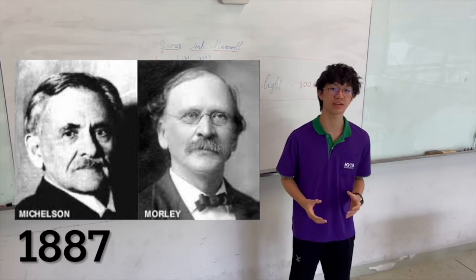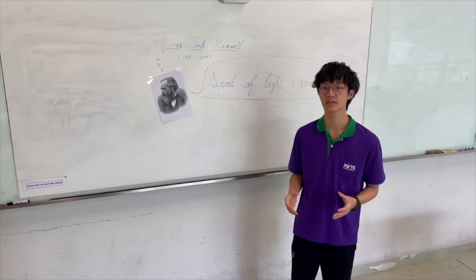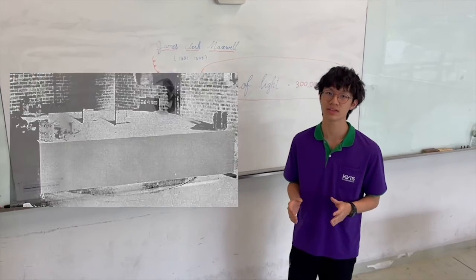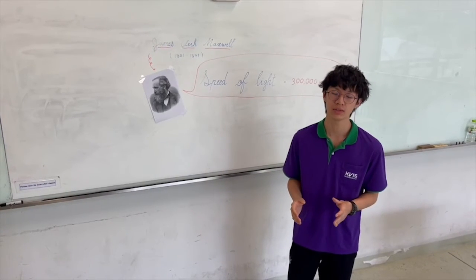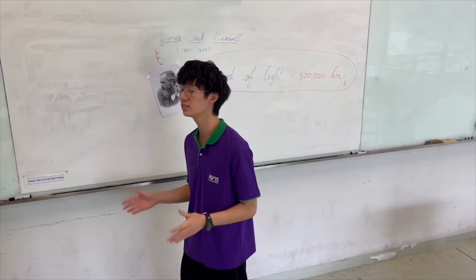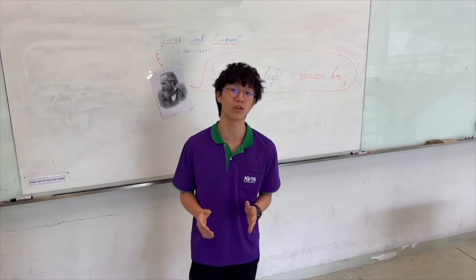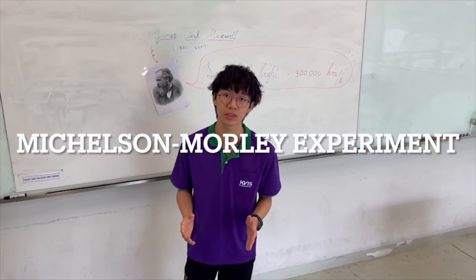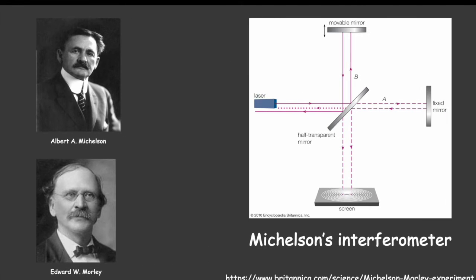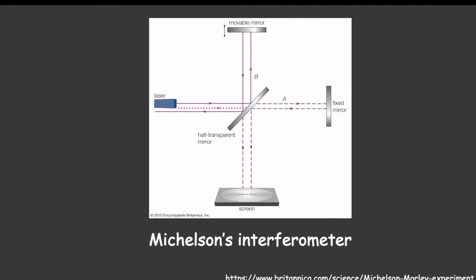So in 1887, two scientists decided to conduct an experiment to prove once and for all the existence of ether. This experiment later became known to scientists of later generations as the most successful failed experiment of all time, the Michelson-Morley Experiment. In 1887, two scientists named Albert A. Michelson and Edward W. Morley conducted an experiment with this contraption called the Michelson interferometer.